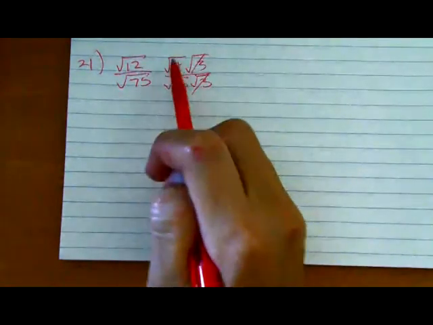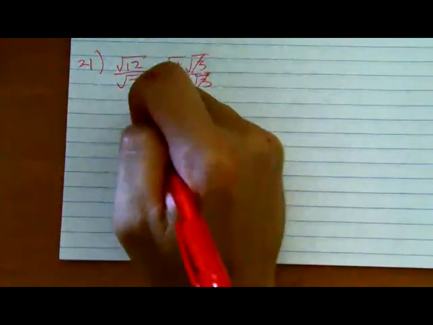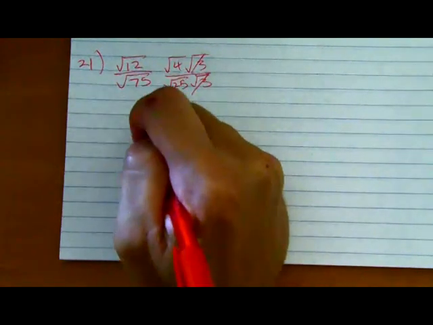Now I can square root both numbers. The square root of 4 is 2. Square root of 25 is 5.